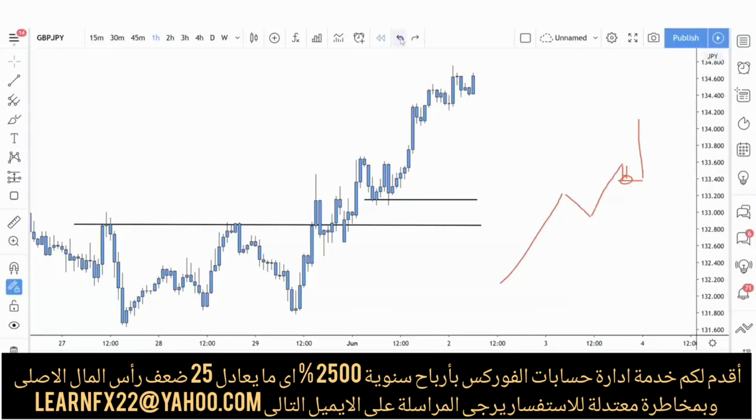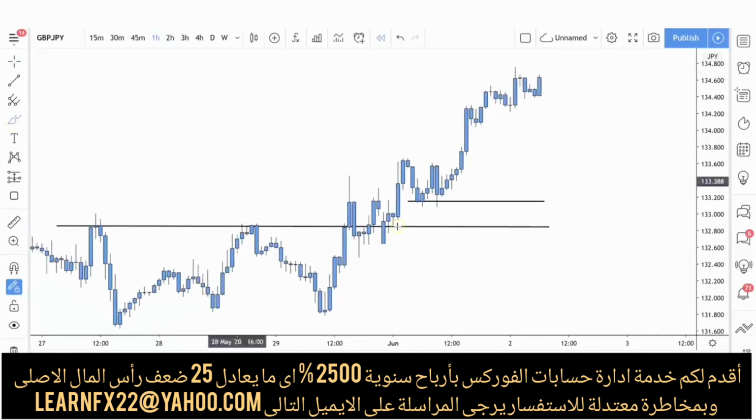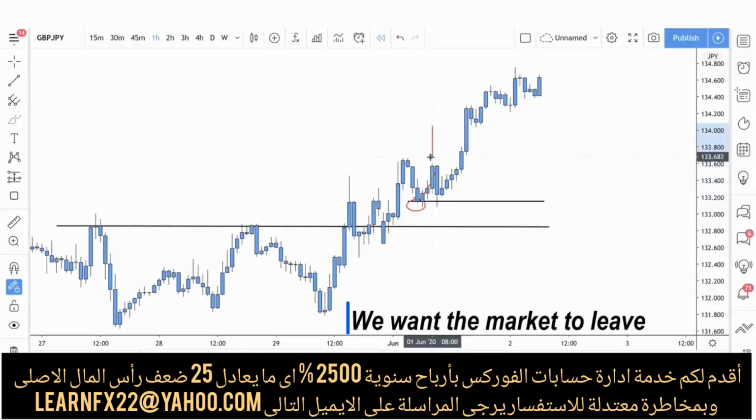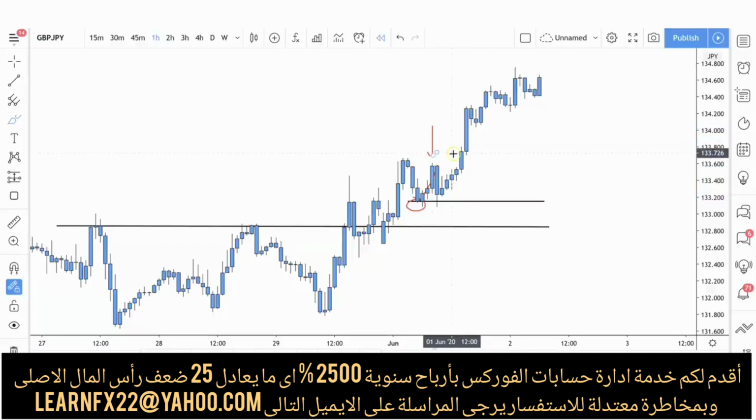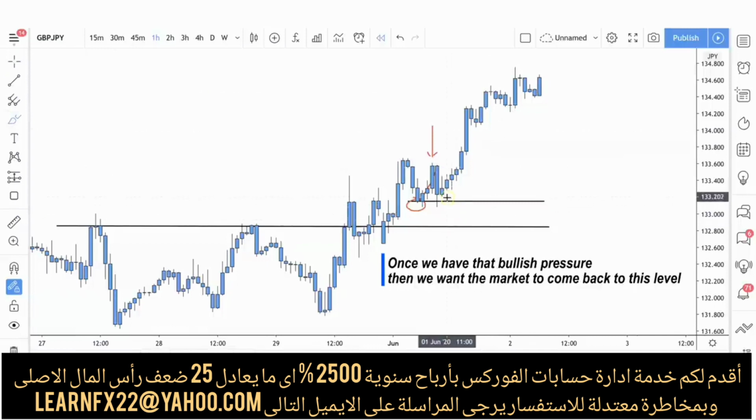Let's take a look at the example that we have drawn out here. We have the breakout, the consolidation, the first higher low and higher high, and now, as you can see here, we have a level created in the market. Now we want the market to leave to indicate that bullish pressure just for a period of time. It doesn't matter how long. We just want the market to indicate that bullish pressure. Once we have that bullish pressure, then we want the market to come back to this level.